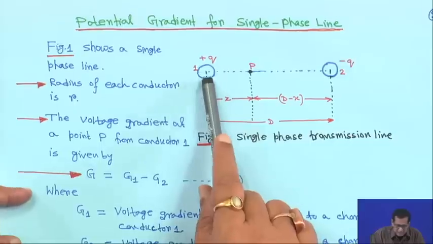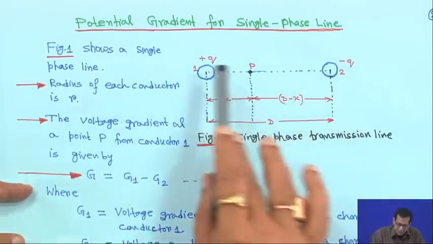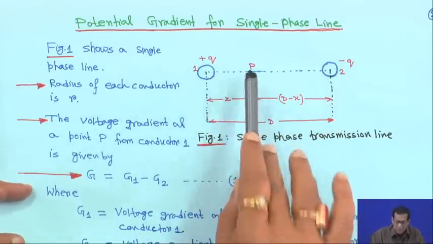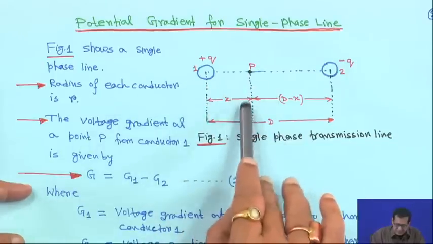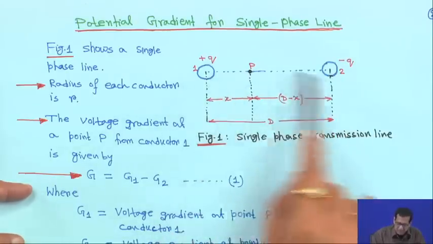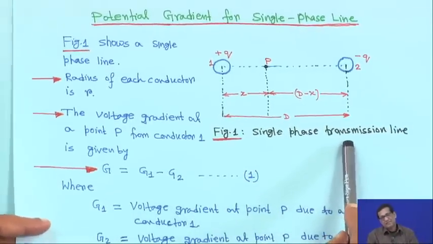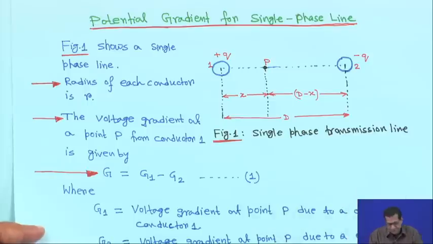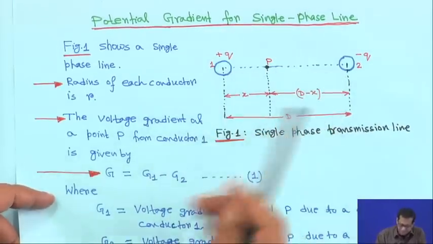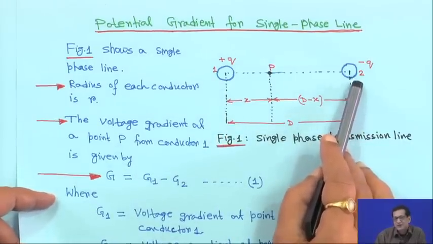So, suppose it is a single phase line. This is conductor 1, this is conductor 2, carrying charge plus q, and hence the other carries minus q, and take some point P in between. P is at a distance x from conductor 1, and the total distance between the two conductors 1 and 2 is d. So, if it is x, this will be d minus x. So, there is a single phase transmission line we are considering, right. The radius of each conductor we are assuming to be r, both are r. If it is different, that has also been covered in your capacitance chapter, right.